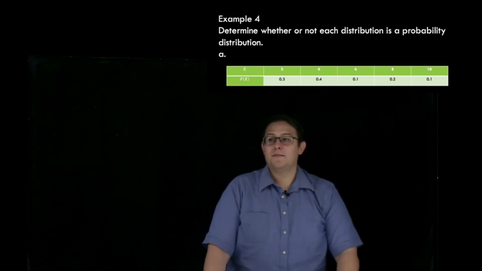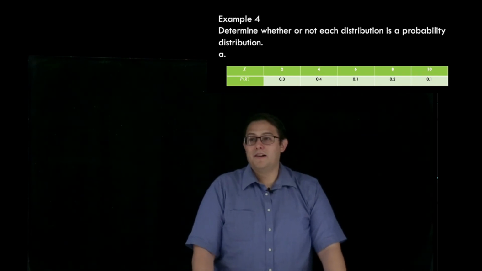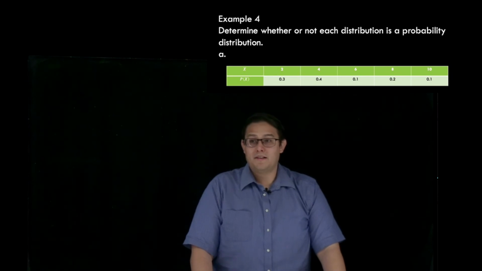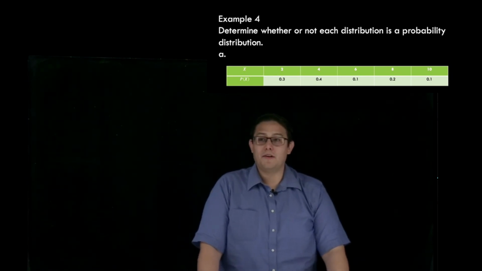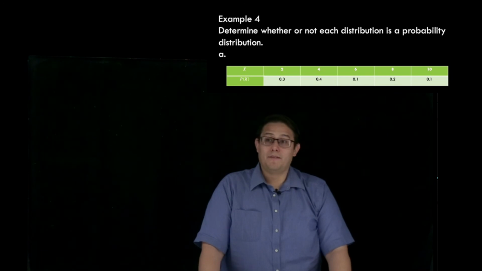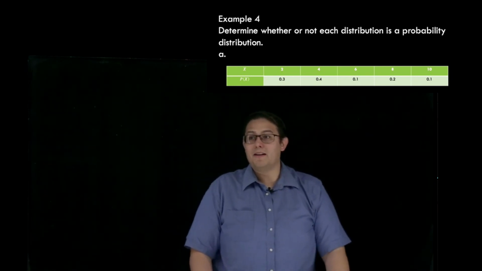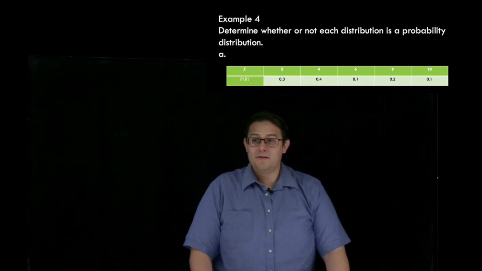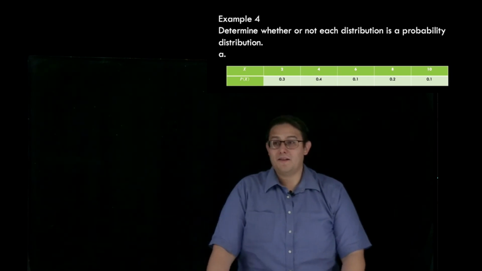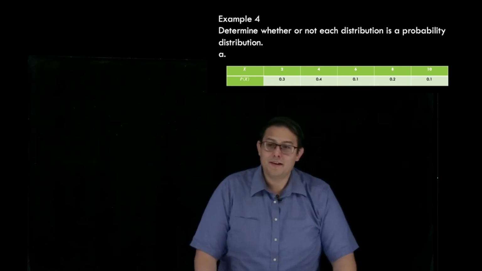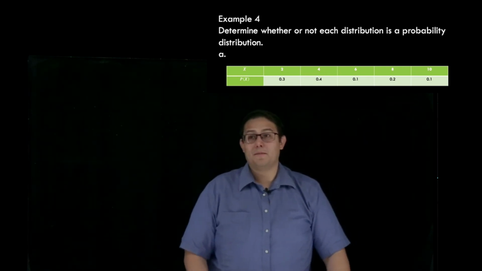All right. So in example 4, we need to determine if this is a probability distribution. The two key things are that all the probabilities are in between 0 and 1, and the sum of the probabilities equals 1. So if you look at the probabilities, the first one is 0.3, 0.4, then 0.1, and 0.2, and 0.1. So all those probabilities are in between 0 and 1, but that doesn't guarantee us that it is a probability distribution. You also have to check that they add up to 1.